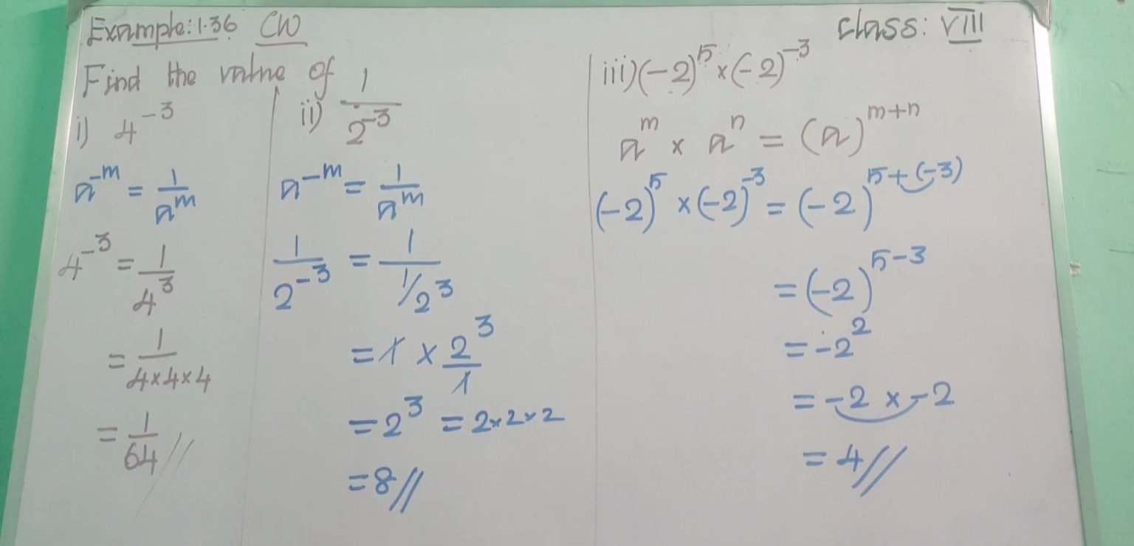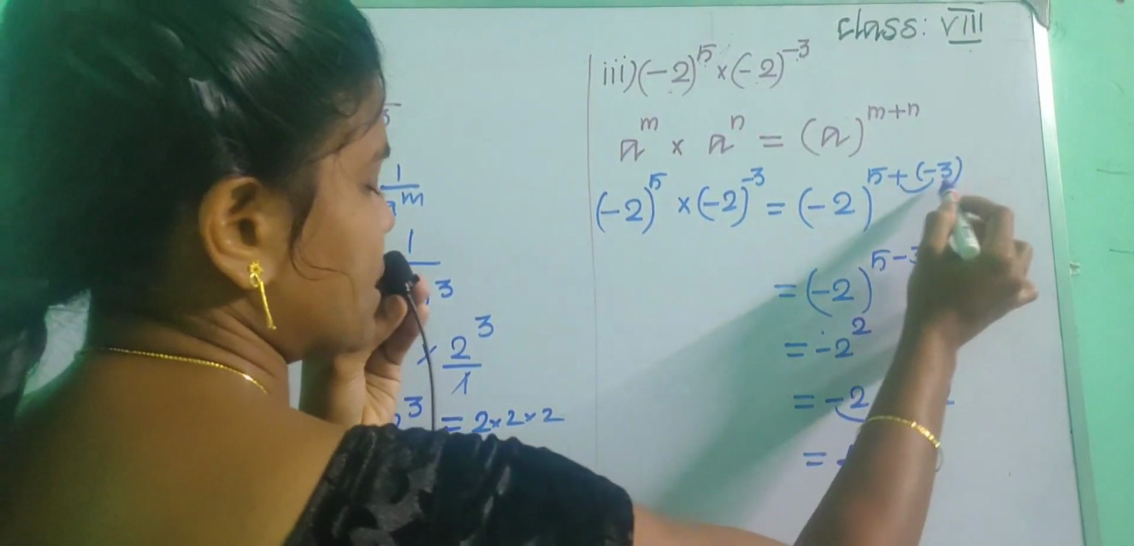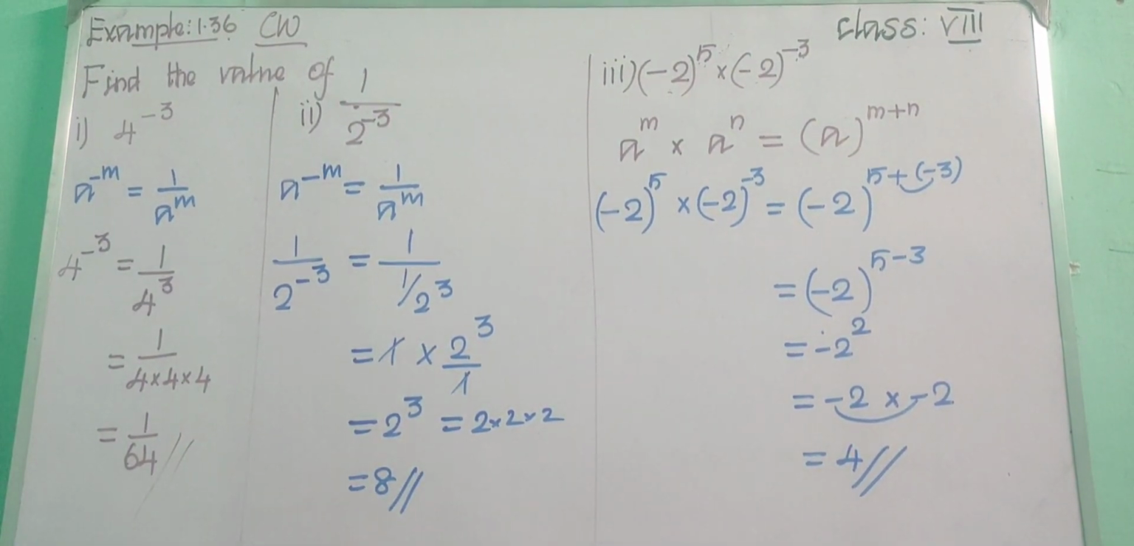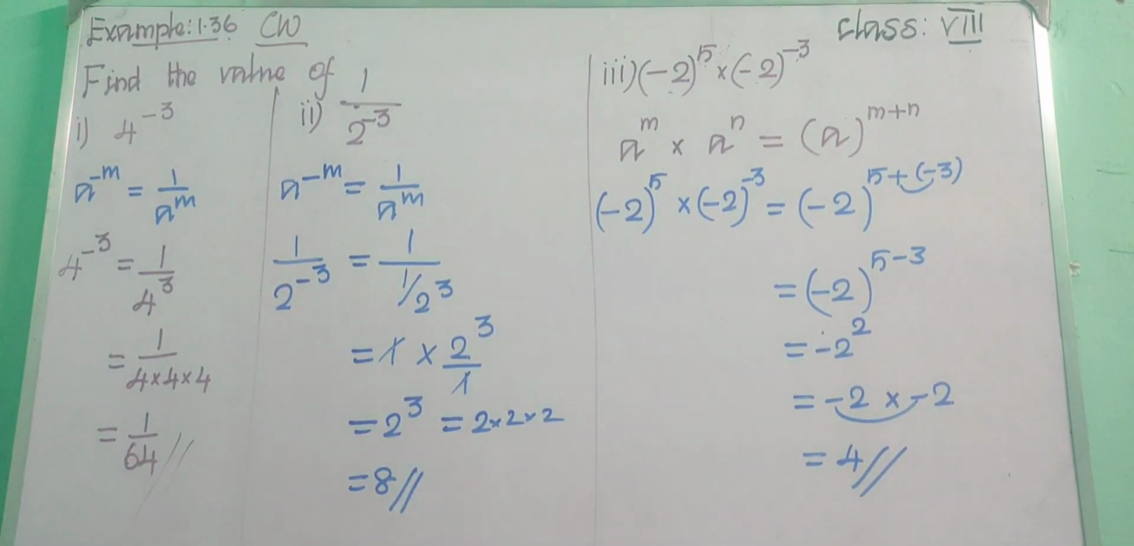So a power m plus n means we got 5 plus minus 3. Plus into minus is minus, so we got minus 2 power 5 minus 3, which is minus 2 power 2. Minus 2 power 2 means we can write it as minus 2 into minus 2. So the answer is 4. Okay, children. Copy this in your classwork notebook.